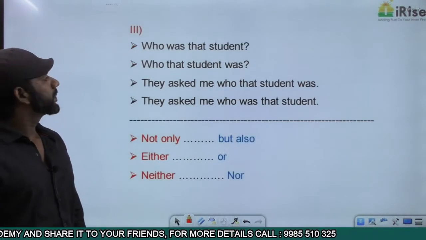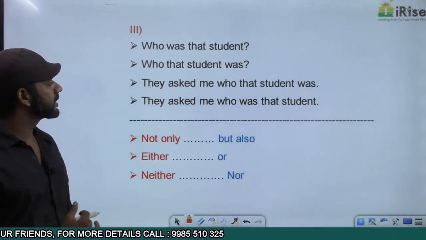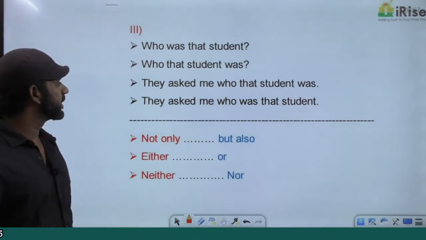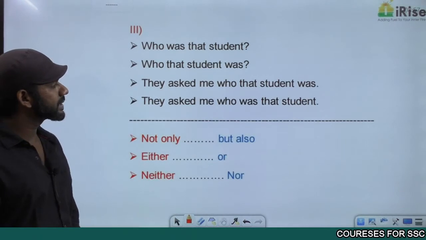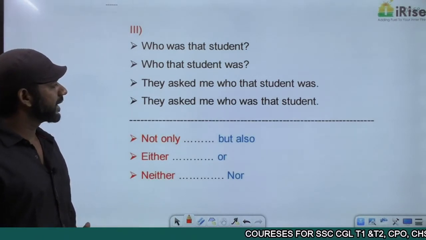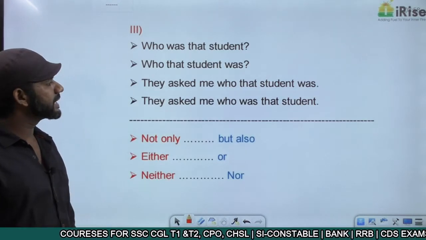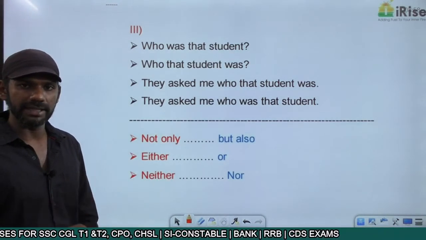Come to these two. Who was that student? Question mark. Who that student was? Question mark. Two more there. They asked me who that student was, full stop. They asked me who was the student, full stop. So the question is, which of these four sentences are grammatically correct?